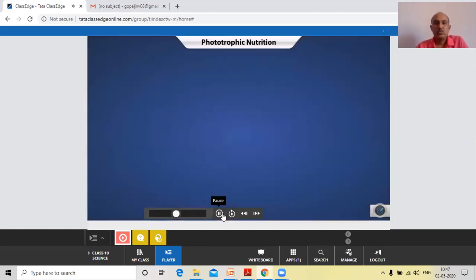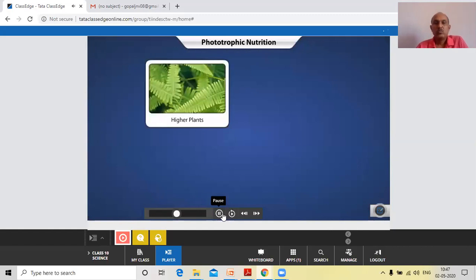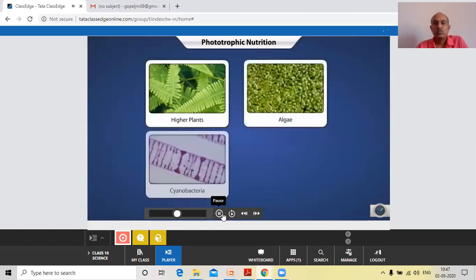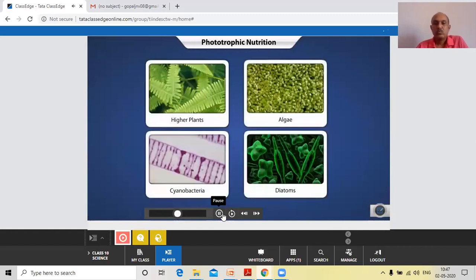Examples of photoautotrophs are all green plants, algae, and even some bacteria such as cyanobacteria.